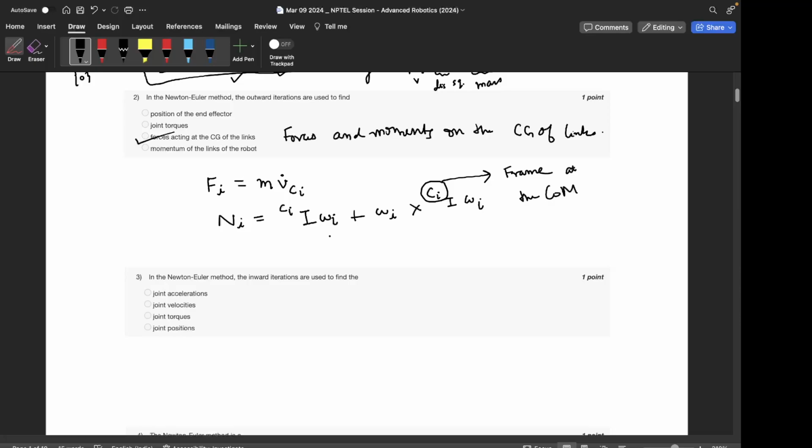But in the Newton-Euler method, the precise algorithmic way of solving dynamics, the intermediate outcome that we get after the outward iteration, which we use in the inward iteration, are the forces and moments on the CG or center of mass of the links. So momentum will not help us solve the next part of the problem, which is getting the joint torques. But at this stage, after the outward iteration, because you have the velocities and you know the masses of the links, you would also have the information about the momentum of the links. You are right.